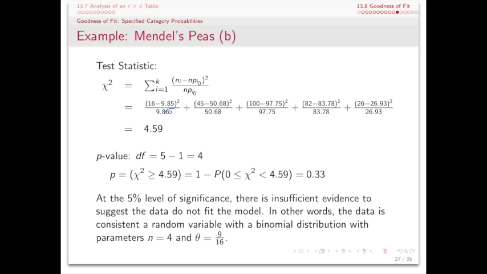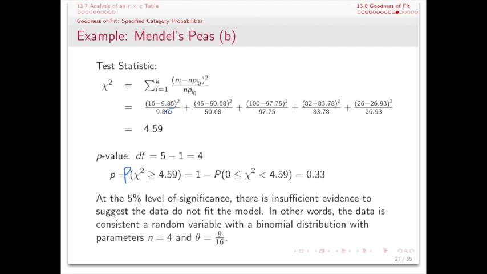Let's compute a p-value for this problem. Our degrees of freedom, remember, is 1 less than the number of categories, so that's 4. To compute our p-value, we're looking at the probability that we would observe a test statistic as extreme or more extreme than the one we observed. In other words, we're looking for the probability that chi-square is greater than or equal to 4.59. We can use our calculator to do this by looking at 1 minus the probability that a chi-square score is between 0 and 4.59. If we do, we get 0.33.